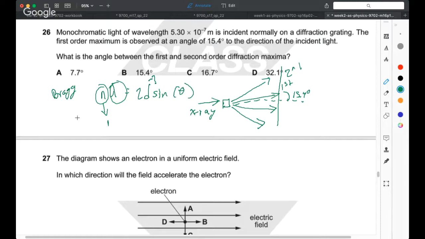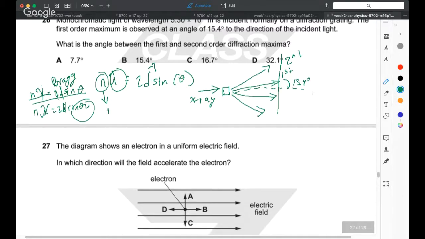Okay. So you have n lambda equal to 2d sine of theta. And if you divide by the second one, lambda is going to be the same, 2d sine of theta 2. So the distance and the wavelength just disappear. The only thing you have to calculate is the second angle. Then you can find the angle which is between it. Yep. You're using the right equation.